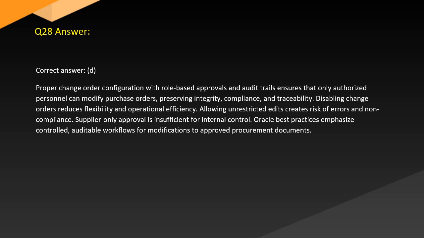Answer. Correct answer: D. Proper change order configuration with role-based approvals and audit trails ensures that only authorized personnel can modify purchase orders, preserving integrity, compliance, and traceability. Disabling change orders reduces flexibility and operational efficiency. Allowing unrestricted edits creates risk of errors and non-compliance. Supplier-only approval is insufficient for internal control. Oracle best practices emphasize controlled, auditable workflows for modifications to approved procurement documents.